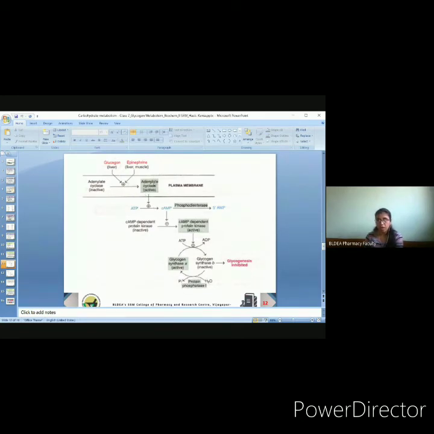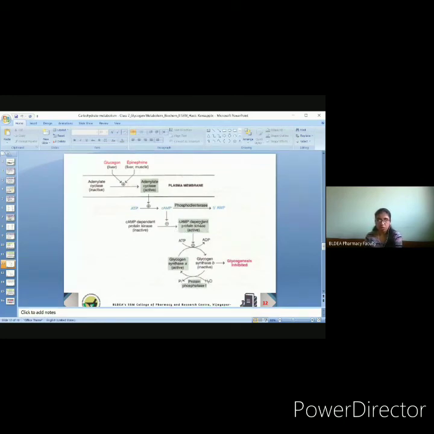The role of adenylate cyclase is to convert ATP into cyclic AMP. Whatever ATP is present in the cells will be converted into cyclic AMP, that is cAMP. Now here the role of cAMP comes into account. These cAMP molecules activate protein kinases.